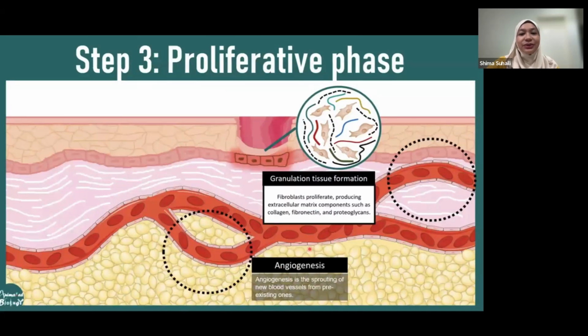proliferative phase. And during the phase adalah fasa di mana akan berlaku angiogenesis. Maksudnya akan ada salur darah baru yang timbul ataupun terbina di tepi-tepi di bahagian luka tersebut. Kerana pada waktu ini angiogenesis ni akan membawa segala growth factor yang diperlukan untuk berlakunya wound healing.